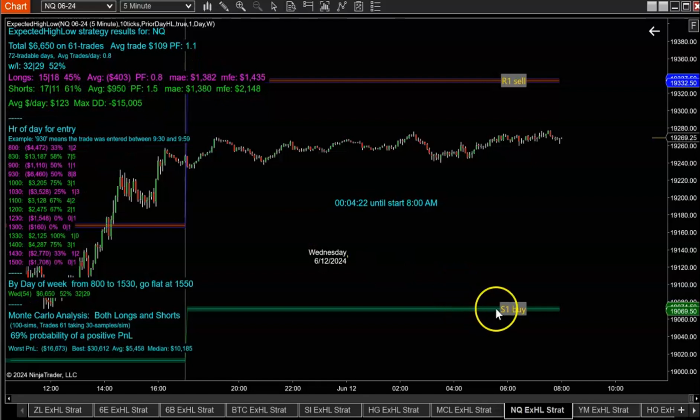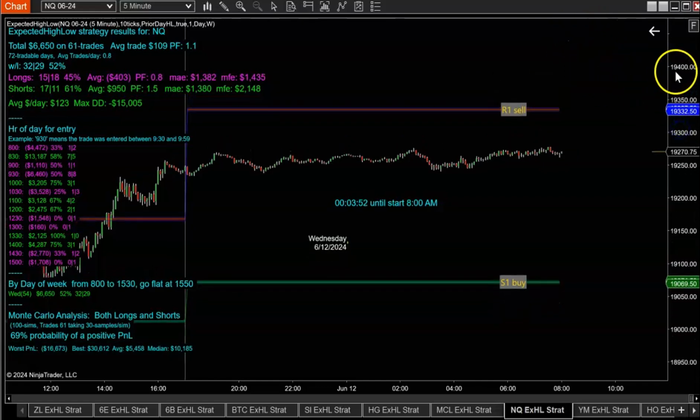If we hit the long signal, I would look for further breakdown to the downside. The maximum adverse excursion is $1,300. So on average, we move $1,300 below S1. That's what that's saying. Shorts, not a bad idea. Look at that, 17 wins and 11 losses going short. So if the market blasts through R1, I would look for short signals. If we move up here to 19,400 on NASDAQ or higher, look for short signals.